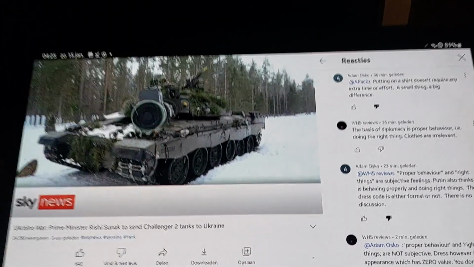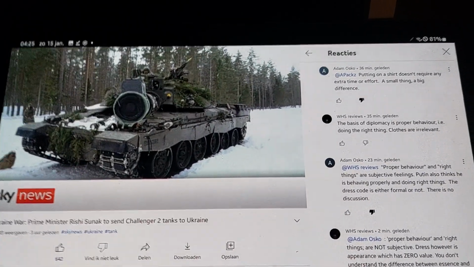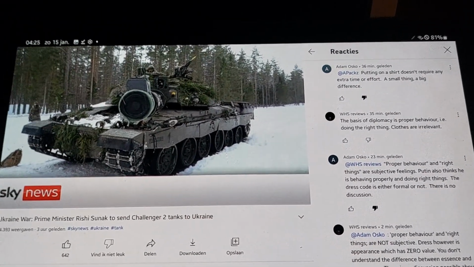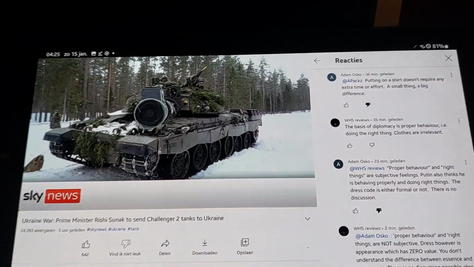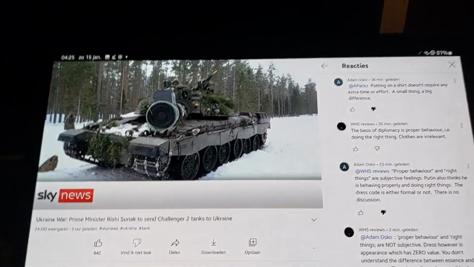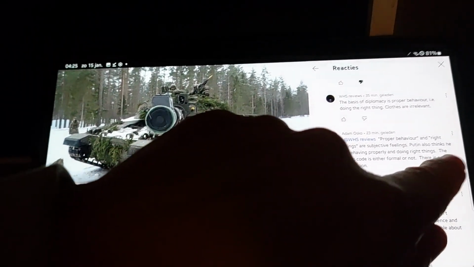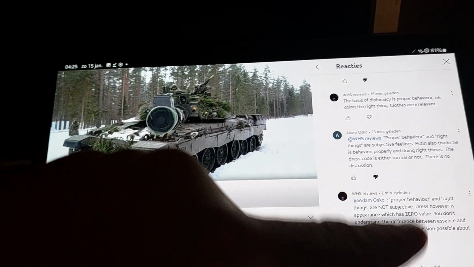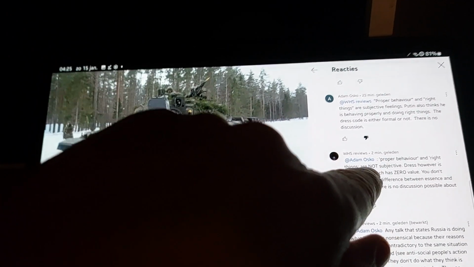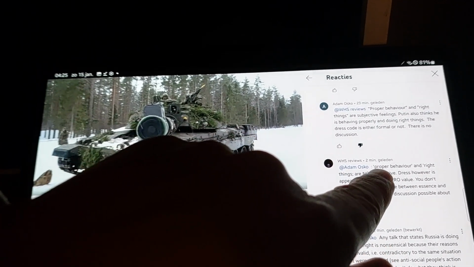Oh, actually, he does not think that. He does not think he's behaving properly. What he does is he does what he wants, and he does not care about anyone. Because he's a psychopath. That's how they behave. The dress code is either formal or not. There is no discussion. It's irrelevant. Proper behavior and right things are not subjective.